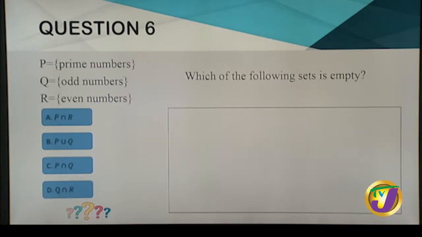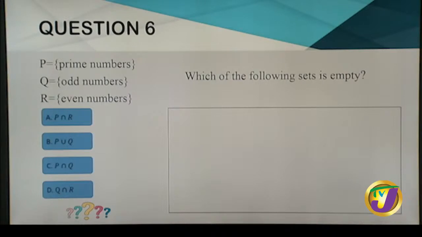So let's move on quickly to question 6. We have 3 sets here: P, prime numbers, Q, odd numbers, and R, even numbers. Now, which of the following sets is empty? And these are our options.